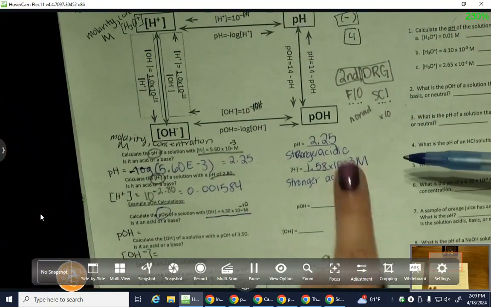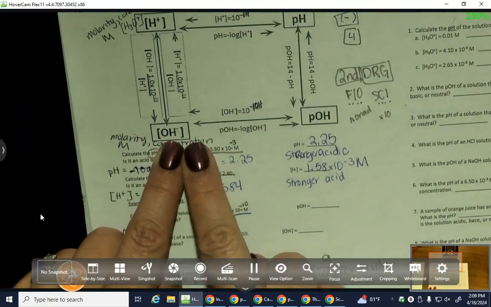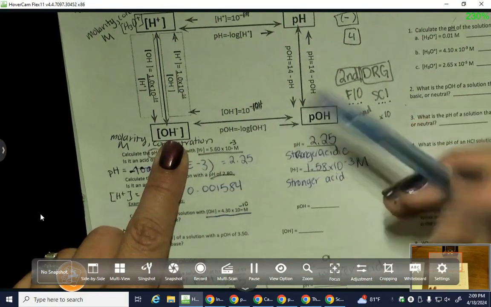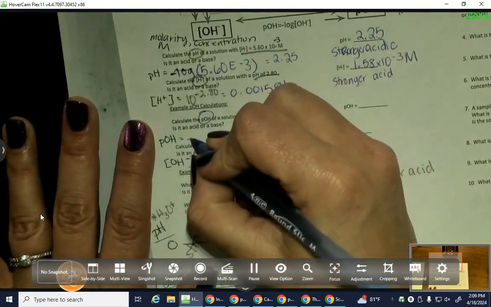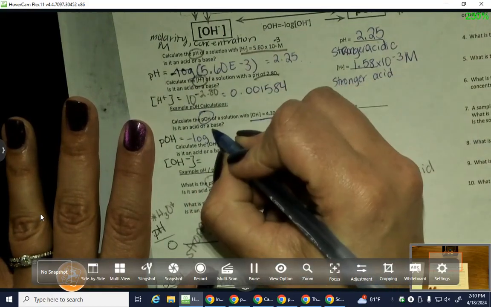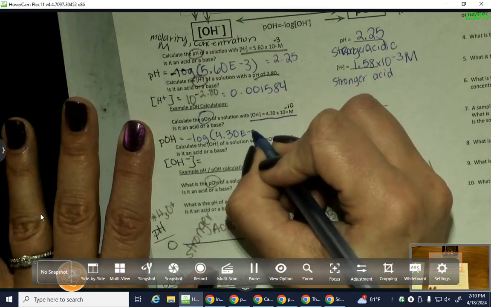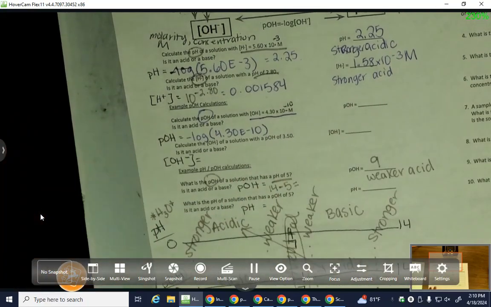So we're starting here now. We need to get to pOH. So we're going to go to the right. That means we're going to use negative log. So I'm going to have negative log, and then I'm going to have 4.30 E negative 10. I'm going to type that into my calculator.